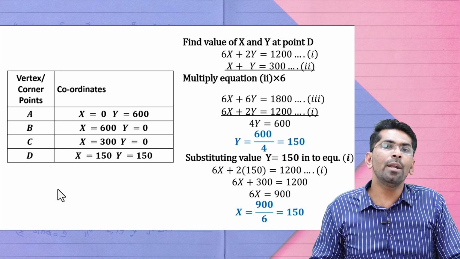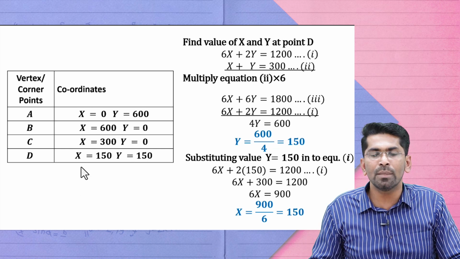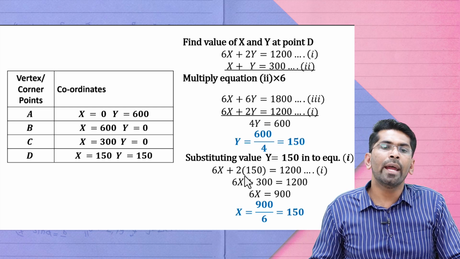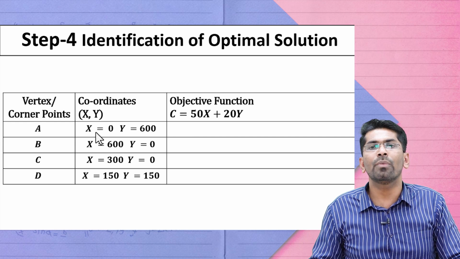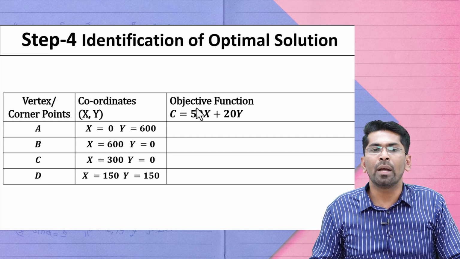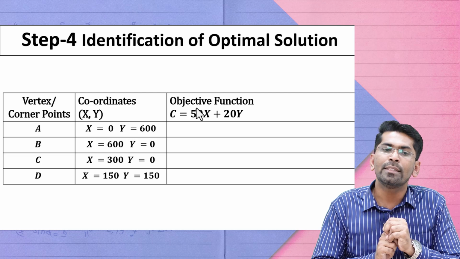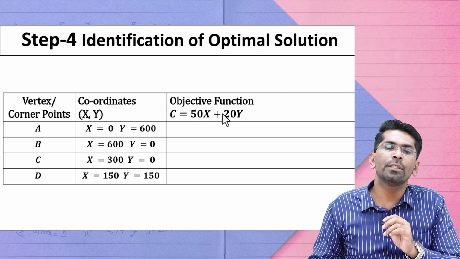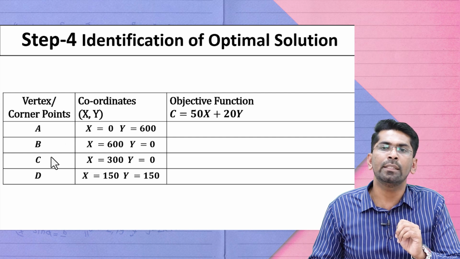So now we want to find out the optimal solution among these various feasible solutions. For that, we are going to substitute the values of x and y of the different corner points into the objective function. We know the objective function here is the minimization of cost, that is c is equal to 50x plus 20y. So here we have x and y variables, and we are going to substitute different values at the corner points A, B, C and D.